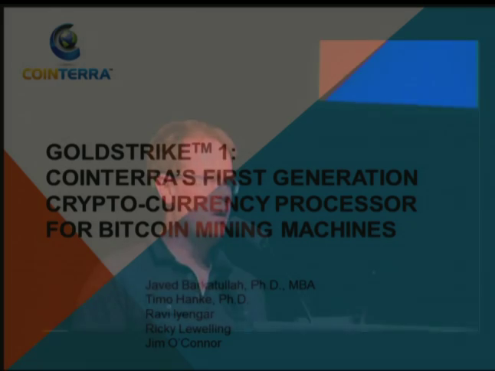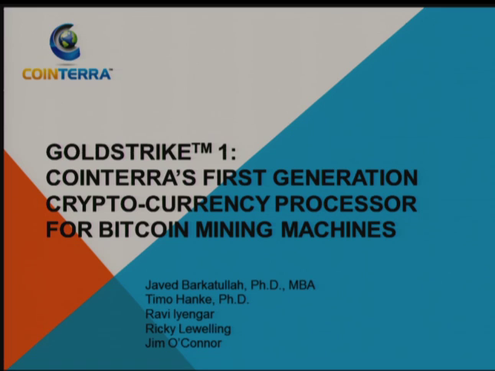Okay. Our next talk is by Javed Barkatullah, and it's entitled Goldstrike 1, Cointerra's first generation cryptocurrency processor for Bitcoin mining machines. So for those of you who are new to the Bitcoin mining sphere, this is a really exciting area where there has been an arms race of ASICs developed for Bitcoin mining, and Cointerra has one of the leading implementations. So this will be very exciting.